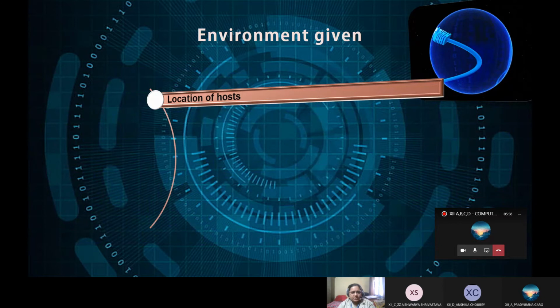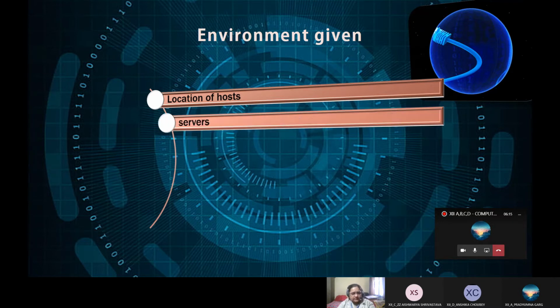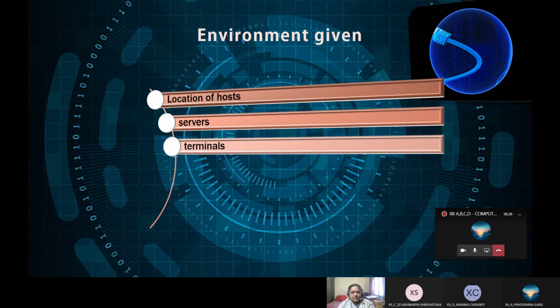Environment given, location of hosts, that is location of the nodes where the computers would be kept, where network devices like switch, hub, repeater would be kept. And specifically hosts means what? The computers or the workstations. Servers, if we have any server, if we want it to be a client server network, then we would definitely need servers to be placed. So where servers have to be placed.